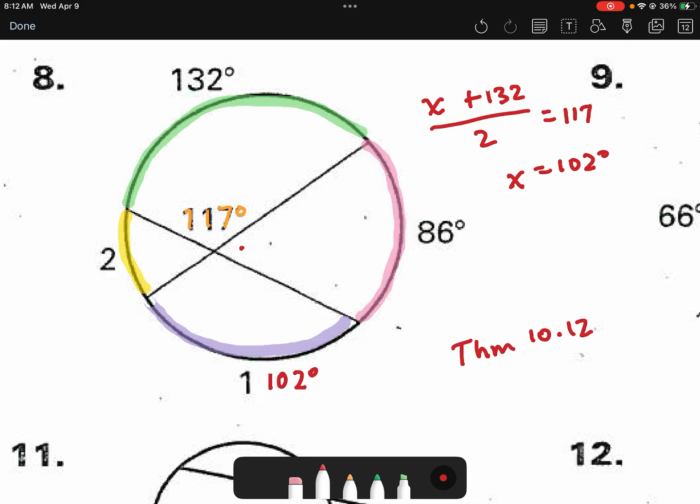Okay, now we're going to do basically the same thing with the pink and the yellow arcs, but the first thing we've got to do is figure out the measure of that acute angle. We know it's 63. It's supplementary to the orange angle. Okay, let's do the same thing.